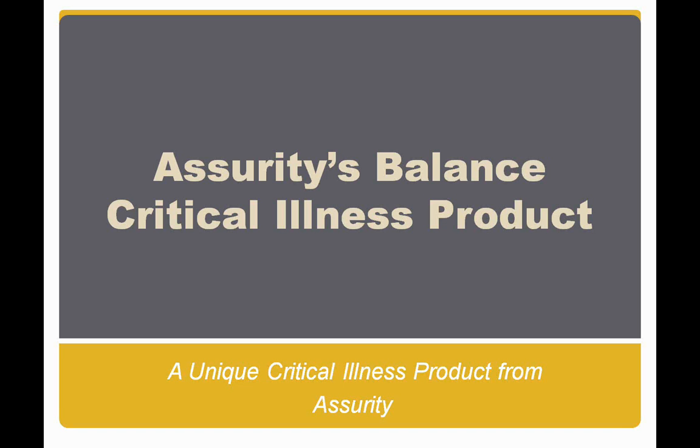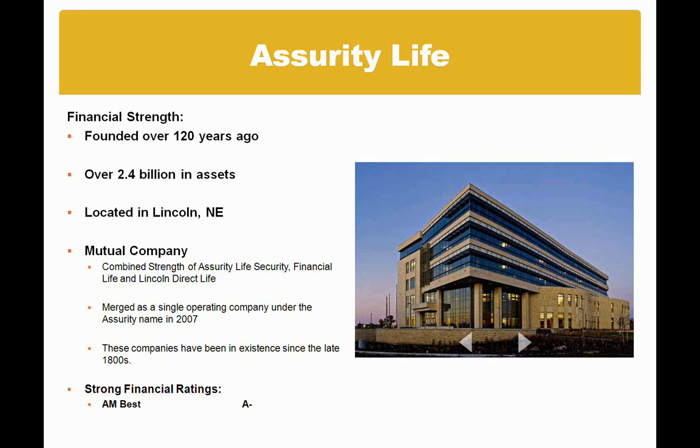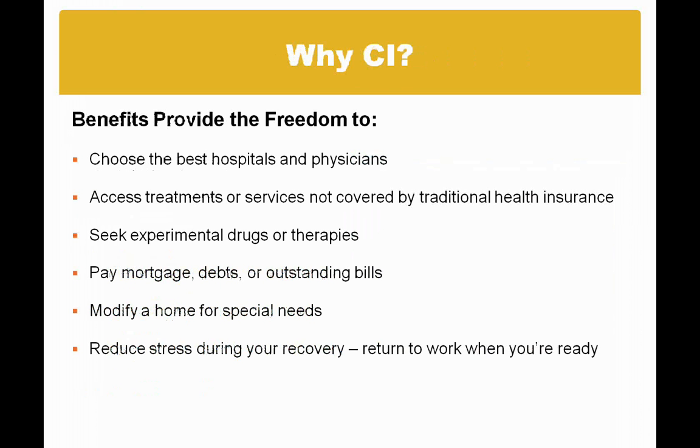But I want to get into Assurity's balanced critical illness product. This is one that I really like, for healthy individuals that are under 64. I really lean toward this product for a lot of reasons, and we'll cover more of those here today. But they've got a strong company, founded over 120 years ago. You don't have to worry about that. It's over $2.4 billion in assets, a mutual company foundation. So they've got the story there, in that regard, to put your clients' concerns at ease. The A-minus AM Best rating.